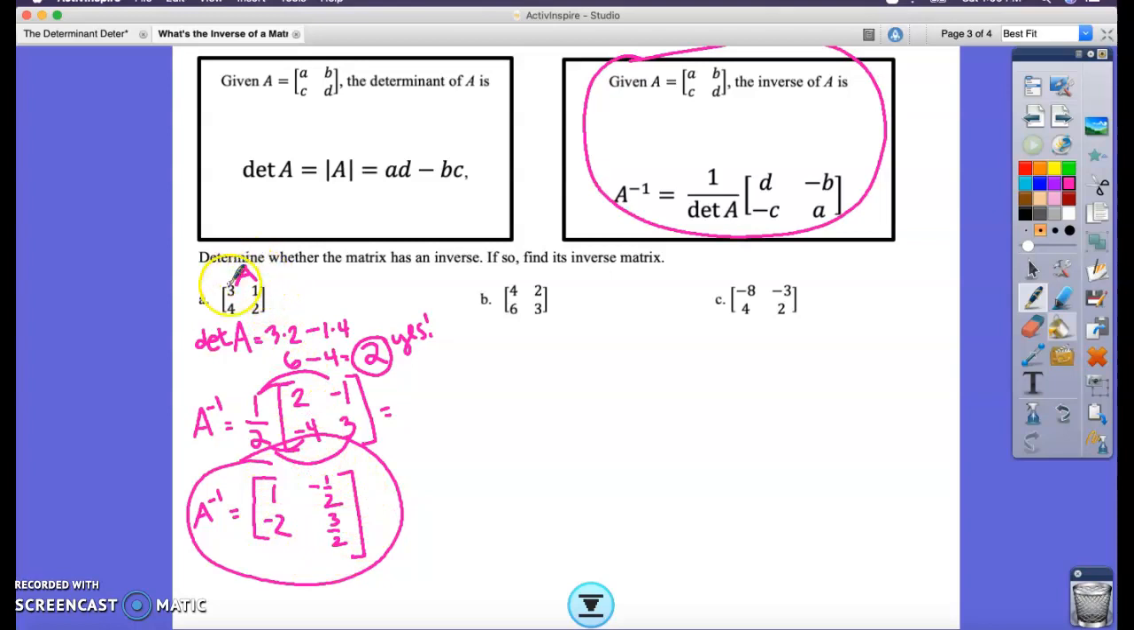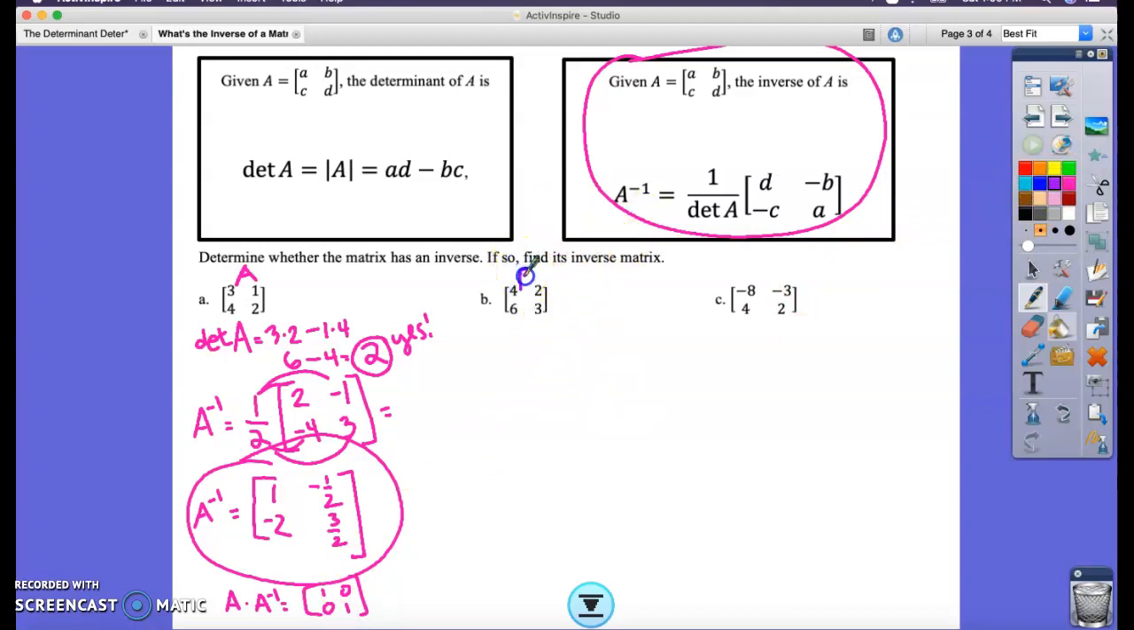And if I would take this guy right here, 3, 1, 4, 2, and multiply it by its inverse, if I would take A times A inverse, I would get back 1, 0, 0, 1, because they cancel out and leave me with 1. So this is like 1. All right, so the inverse is really important. We love the inverse. So let's go on to the next one, letter B.